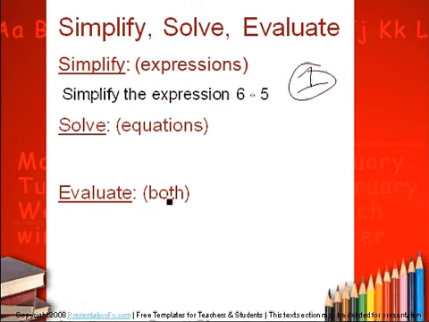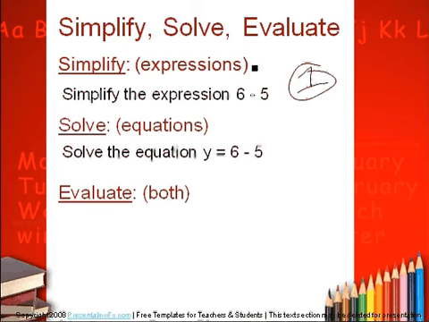We solve equations. Solve the equation y equals 6 minus 5. Okay, well, 6 minus 5 is 1. So y equals 1. And I can do my 1 the same way I did up here. But you can see how it's a little bit different. We've got an equal sign in our equation here. We don't have an equal sign here, in the expression, because it's an expression.